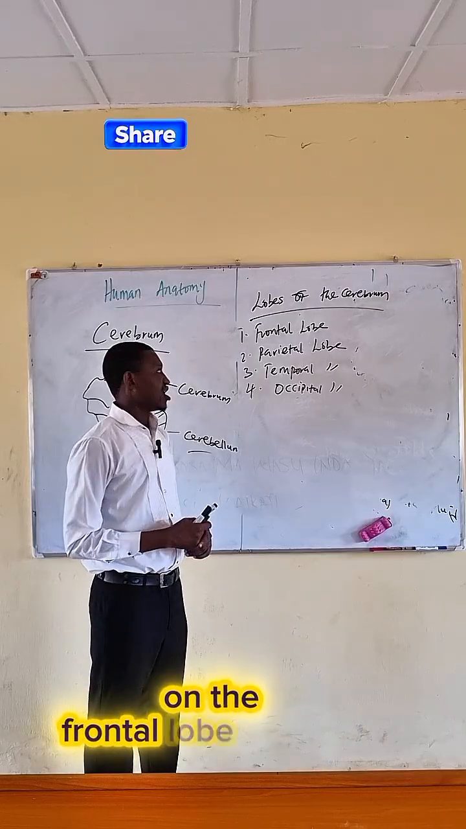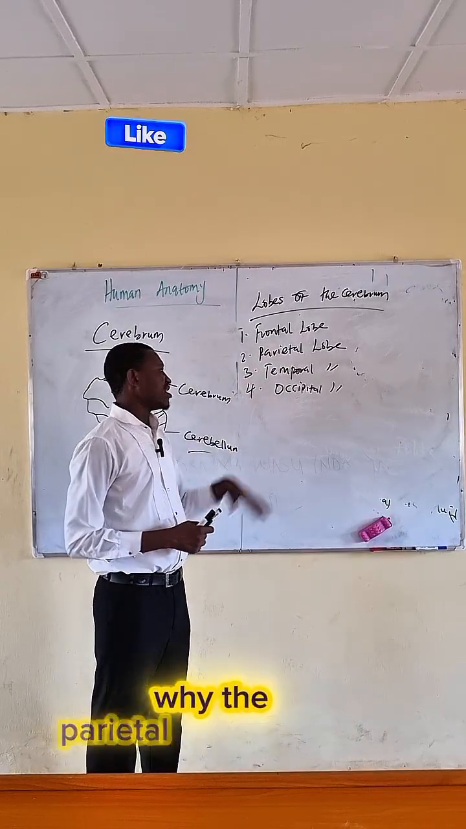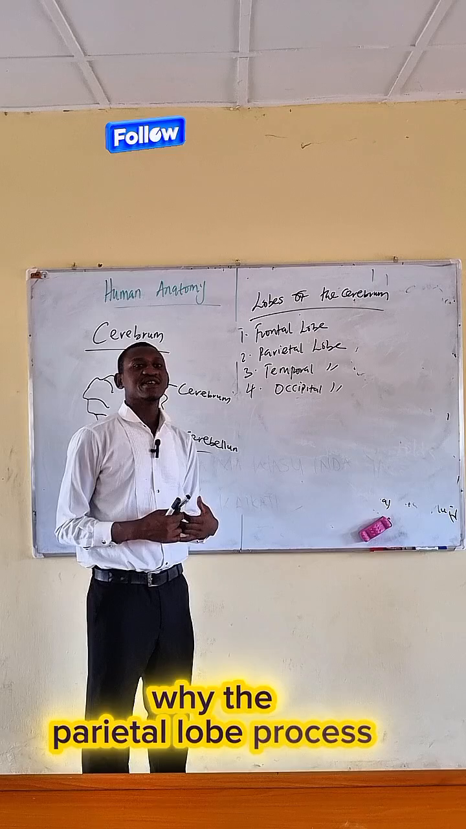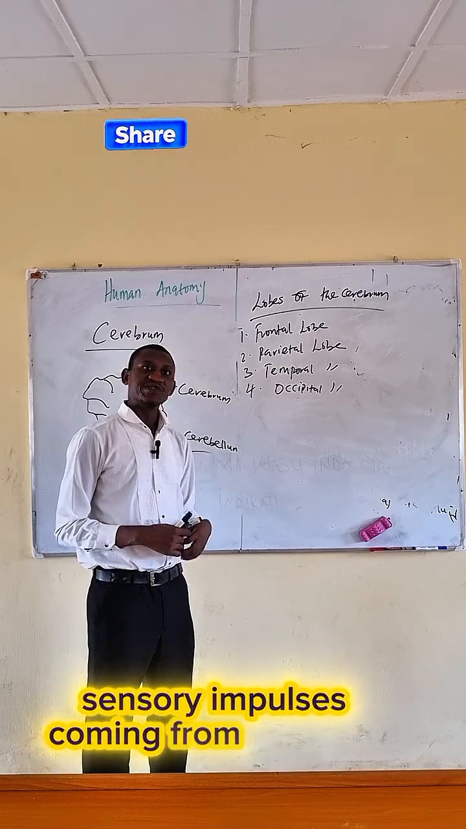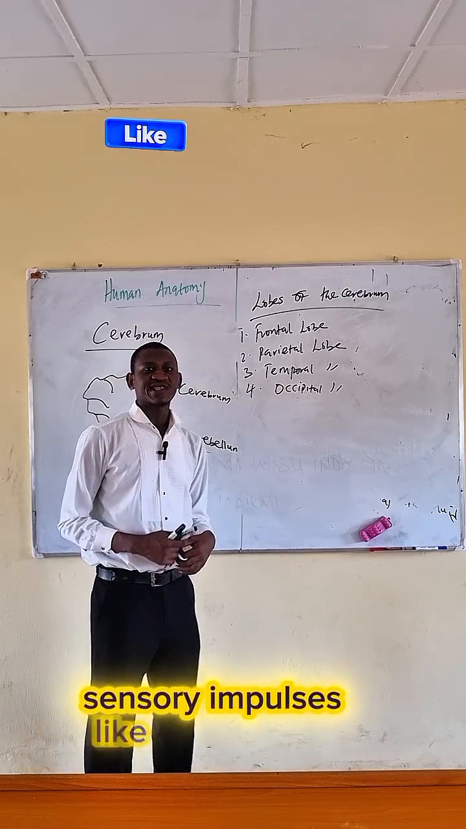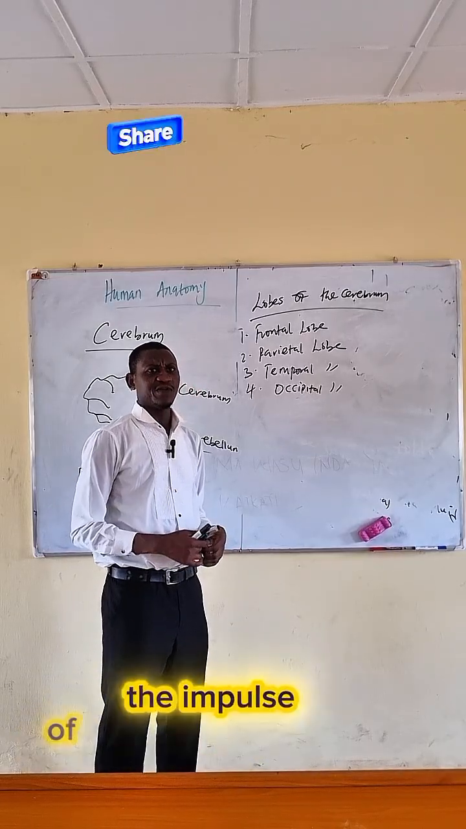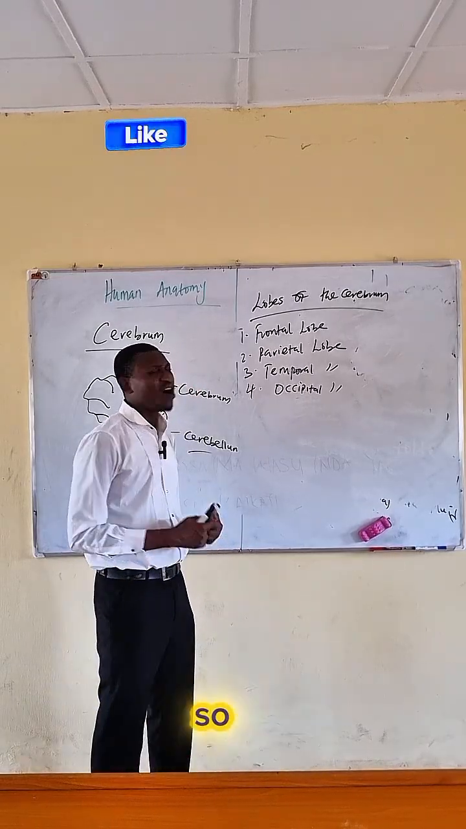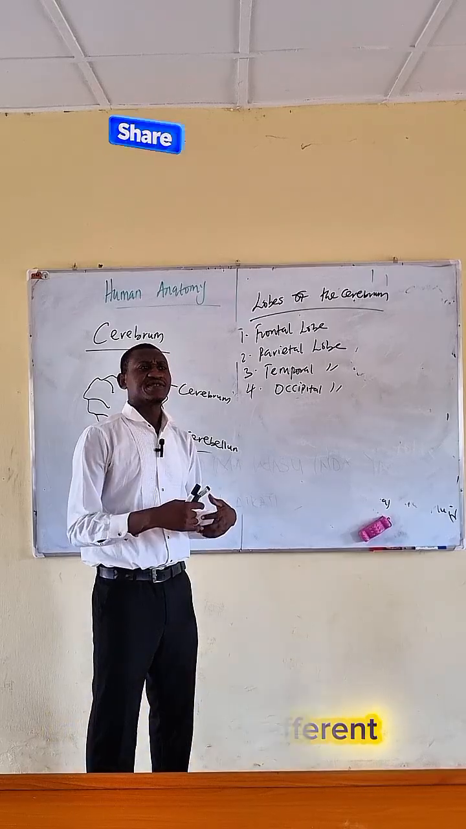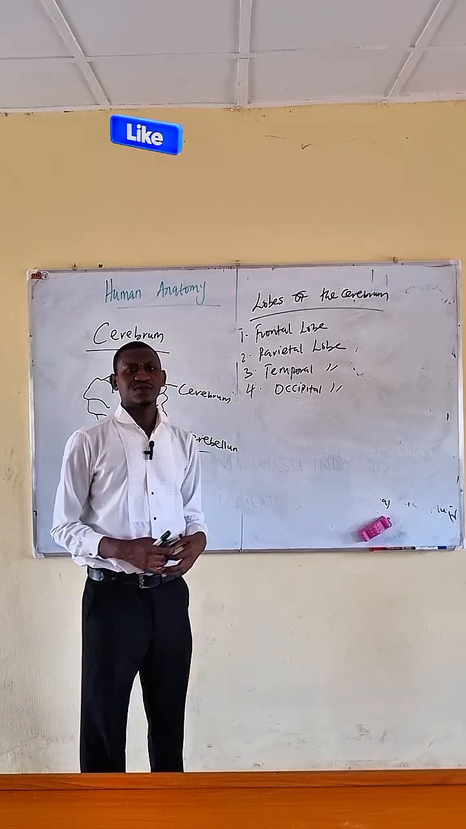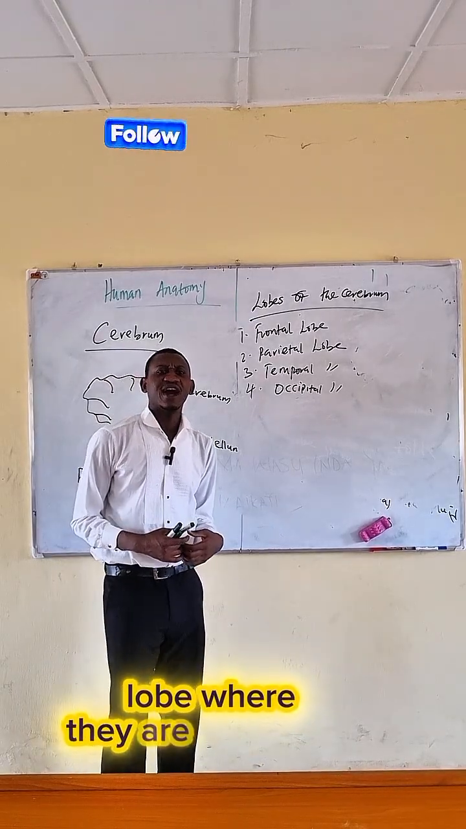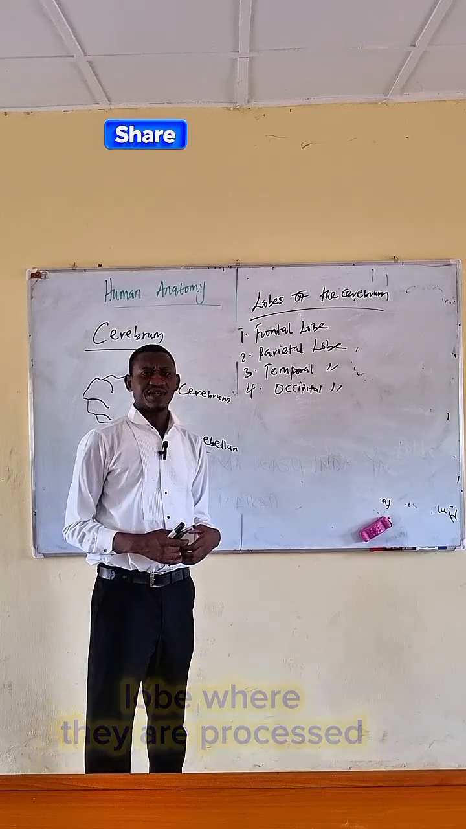While the parietal lobe processes sensory impulses coming from different parts of the body. Sensory impulses like the impulse of pain, pressure, temperature, touch, among others. All these impulses from different structures in the body are conveyed to the parietal lobe, where they are processed and interpreted.